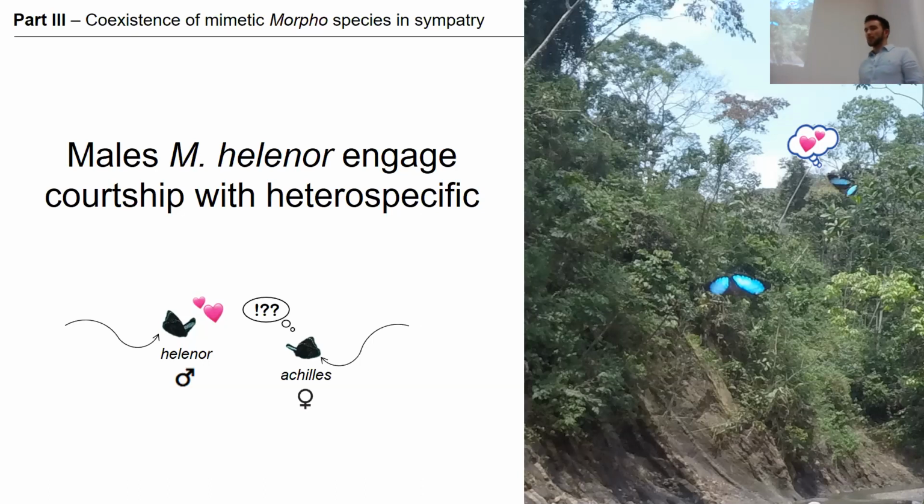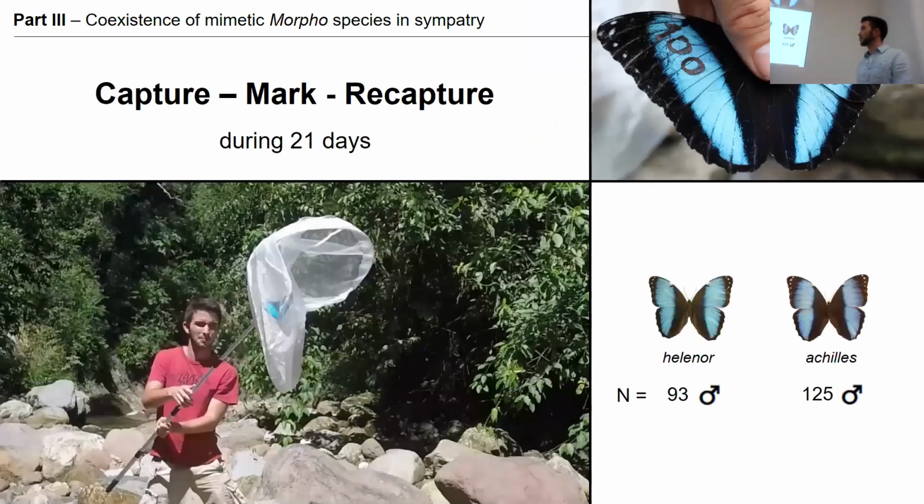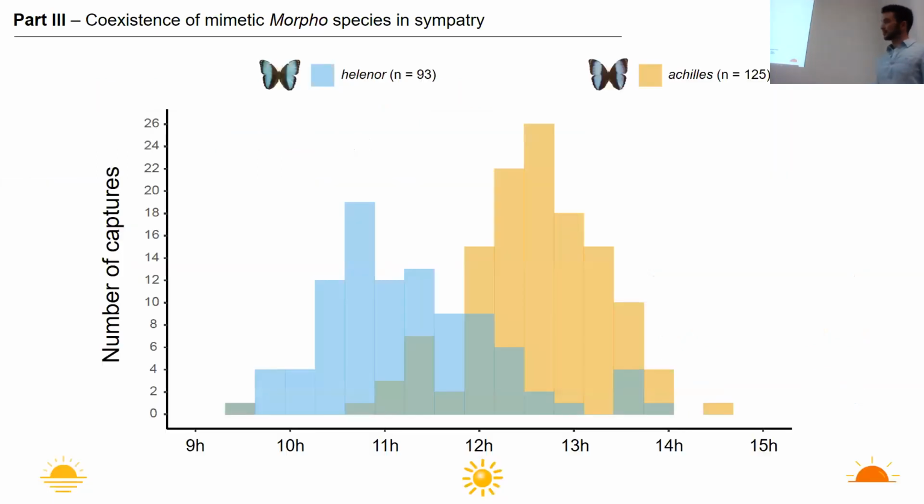We finally looked at another dimension of their ecological niche, the temporal dimension. Because the two species share the same microhabitat, they fly in the same space, but do they actually meet in time? To investigate that, we performed a mark-recapture study during 21 consecutive days. So each time we captured an individual, we identified the species and we looked at what time it was. And we marked the butterflies to recognize the individuals. Here are the results. You see the number of captures according to time of the day. And this is very clear. There is a strong temporal segregation between the two species.